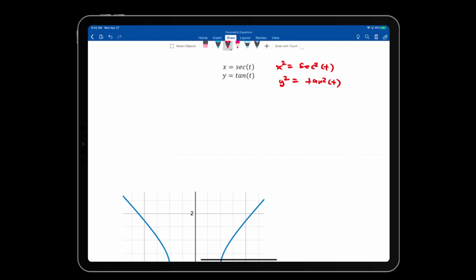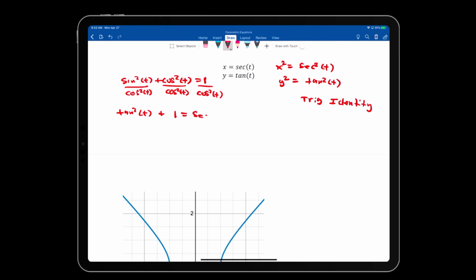So I'll write that in words. If you know sine squared t plus cosine squared t is 1, divide both sides by cosine squared t, which really means divide every term by cosine squared t, right? You guys remember this identity? You get tangent squared t plus 1 equals secant squared t. Which means tangent squared t is secant squared t minus 1, right? Or you could use the other way.